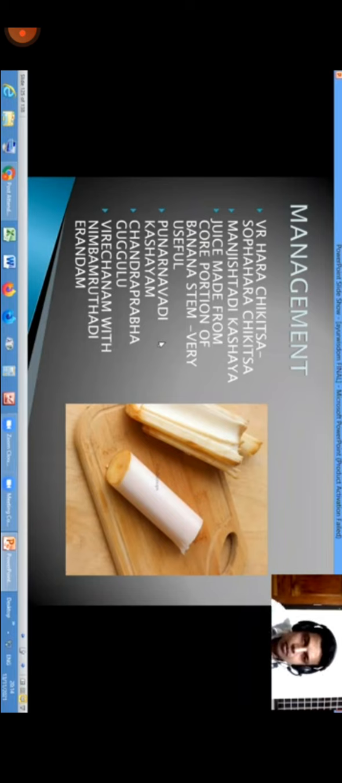Manjishtadi Kashaya is found useful. While using Manjishtadi Kashaya, we should prescribe Alpamrita Murna or Madhusnuhi Rasayana along with that for more results. And juice made from the core portion of the banana stem is very useful. This is Unnipindi in Malayalam, and it is found very useful if taken in a half glass daily dosage. Punarnavadi Kashayam is found useful, Chandraprabha Gulika, then Virechana with Nimbamritadi Eranda is very good in case of gouty arthritis.